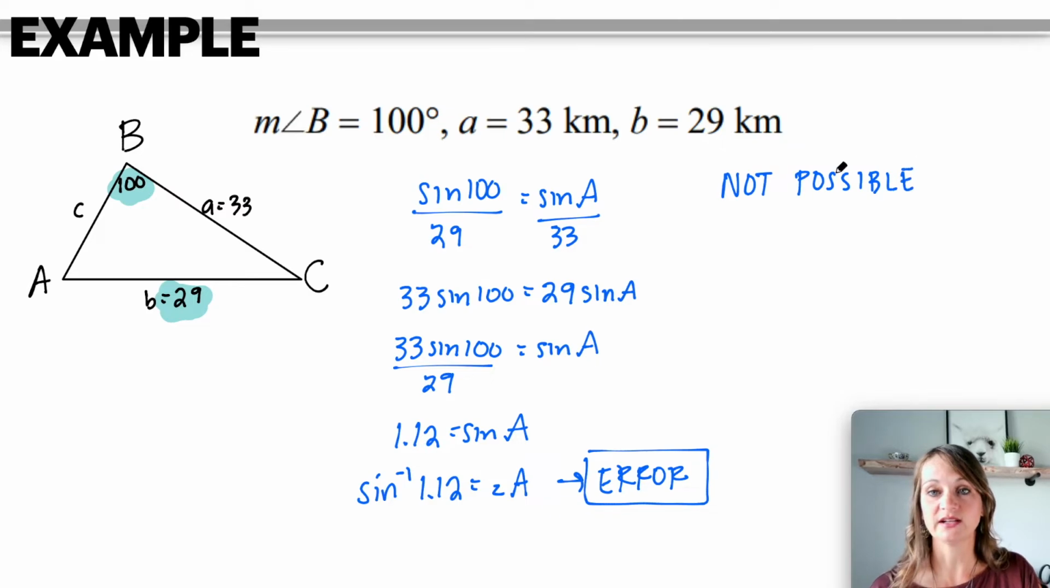So your answer would either be not possible or no such triangle exists. But in any case, you cannot solve the remaining information needed because there is no triangle that actually can be made up using these degrees and these numbers.